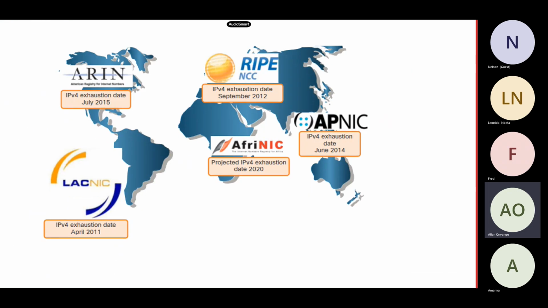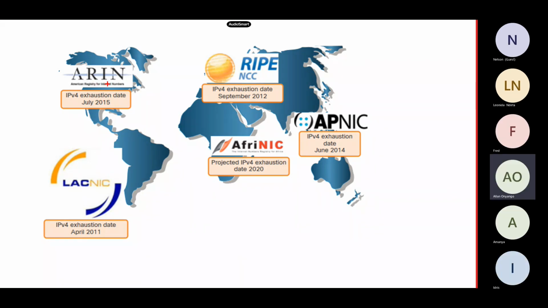Clearly, if you look at the five regional internet registries, we can see that version 4 has already been exhausted, ladies and gentlemen. Look at North America, whose regional internet registry is ARIN. They exhausted their IPv4 addresses in July 2015. The South American Regional Internet Registry exhausted their IPv4 addresses in April 2011. Look at Europe and the Middle East. They exhausted their IP version 4 addresses in September 2012. And look at the Asian countries. They exhausted their IPv4 addresses in June 2014.